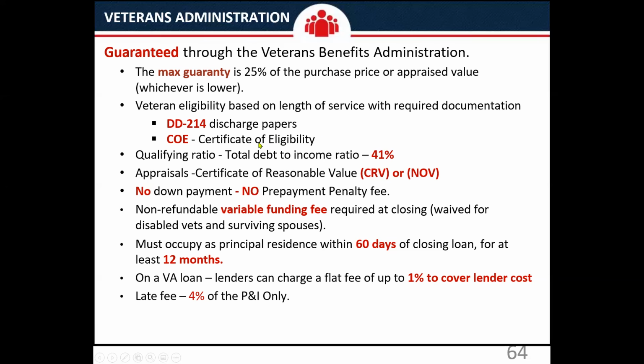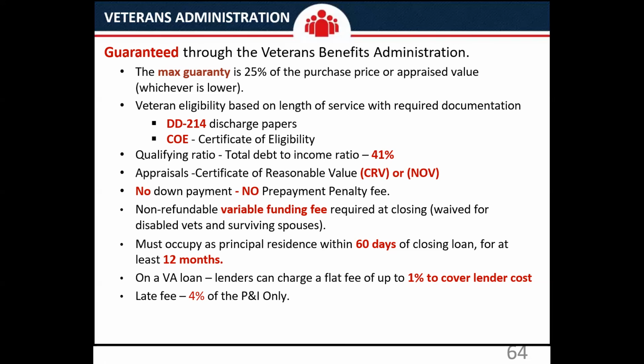VA requires the DD 214 and COE. They don't do a front end ratio for VA, but they do a back end of 41%. They do 2 types of appraisal, not at the same time. It's either or, CRV or NOV. Typically, the FHA appraisers are the ones who do the appraising for the VA. So somebody might get a CRV appraisal, and the next person might use the NOV: certificate of reasonable value, or notice of value.